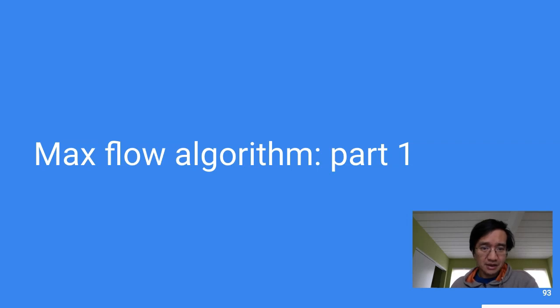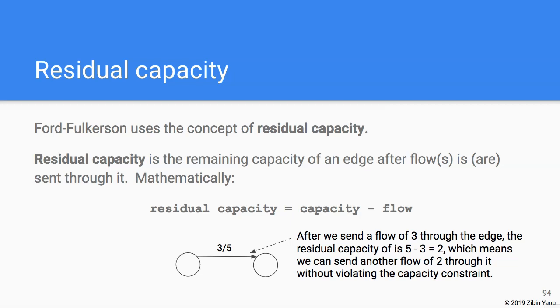Hi, so we're going to talk about the algorithm to solve the max flow problem, but it's going to be split into two parts. We're going to talk about part one in this video. So before we talk about the actual algorithm, there's one more concept we have to talk about. It's called the residual capacity.